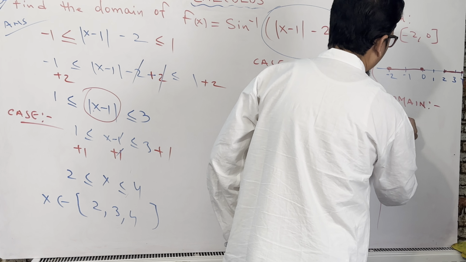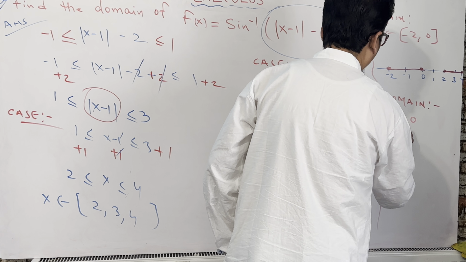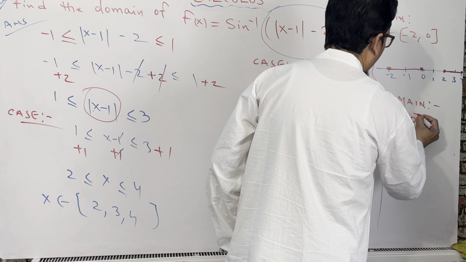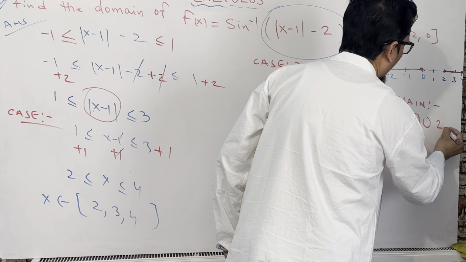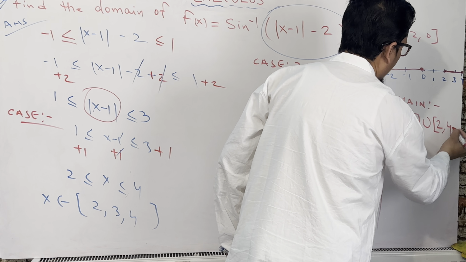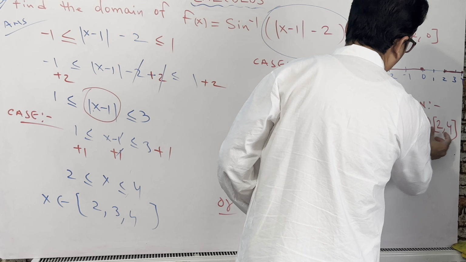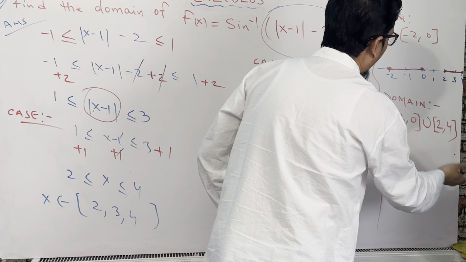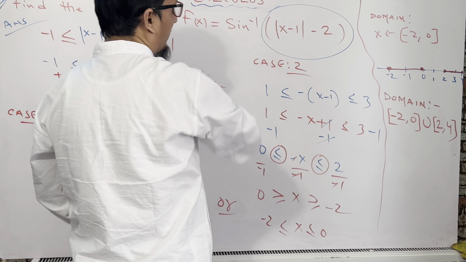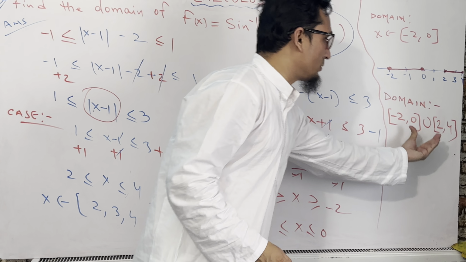Domain of the given function is what? -2 to 0, right? And I'm going to use the close bracket. And from 2 to 4, I'm going to use the close bracket. If you just take these values, the function exists. If you take any other value except these, the function does not exist. So the domain of such function is this one, right?